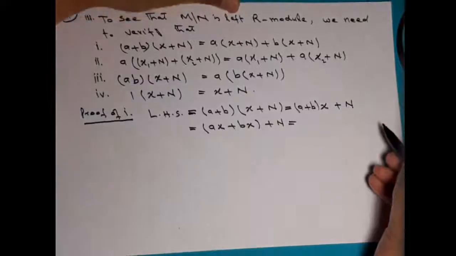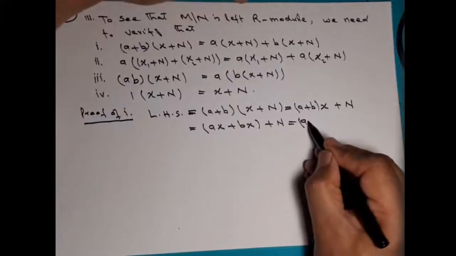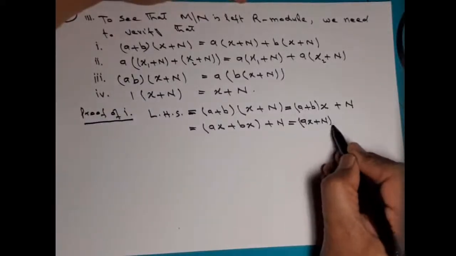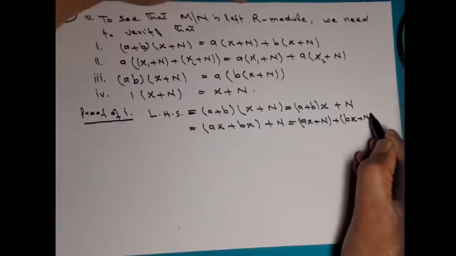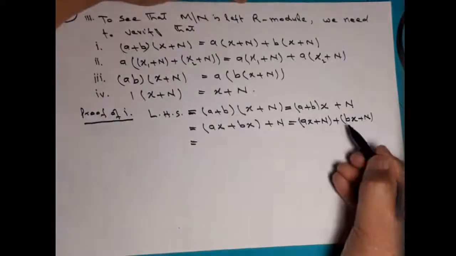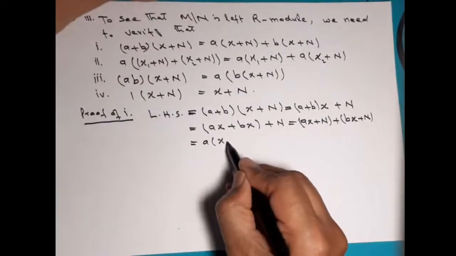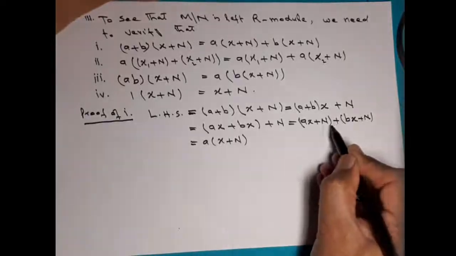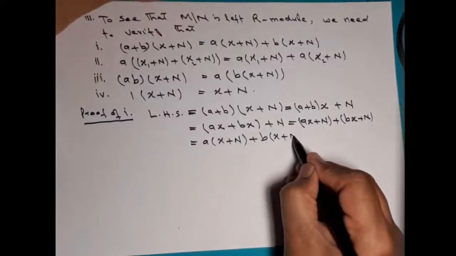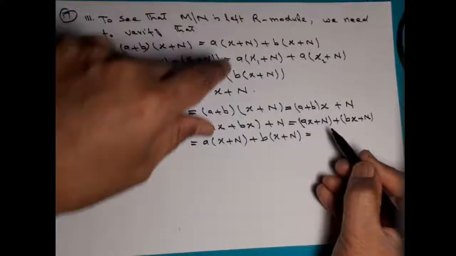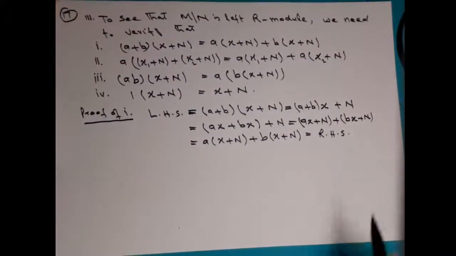And this is equal to, by the definition of addition of cosets, (ax plus N) plus (bx plus N). And then by our definition of scalar multiplication, which we have defined above, this is equal to a multiplied with (x plus N) plus b multiplied with (x plus N), and this is equal to the right hand side. So the first condition is verified.